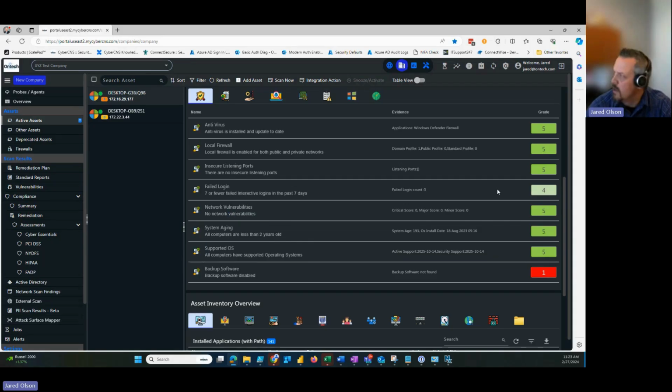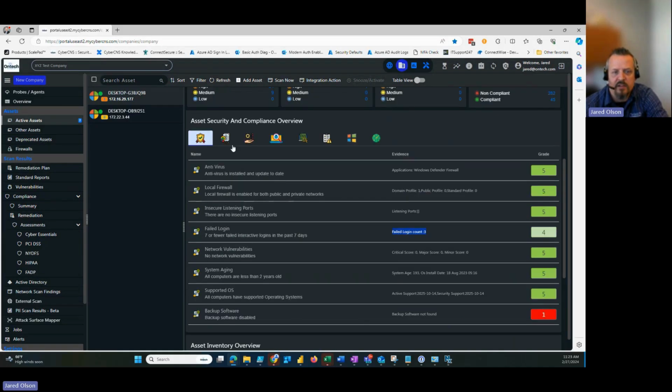And here I did some failed logins just so you could see a device that has failed logins. Sometimes that's just somebody not putting in the right password, but it also could mean that a threat actor is trying to get into the system and maybe break into the network and has failed to do so. So it's really good from a reporting and compliance standpoint.